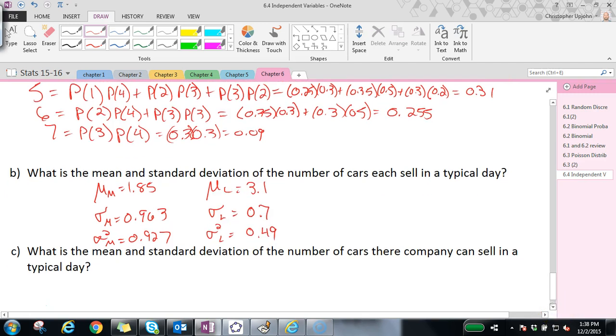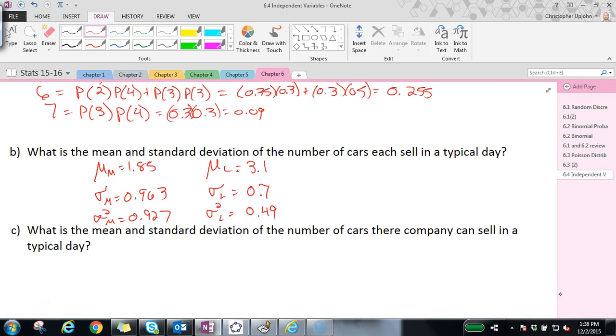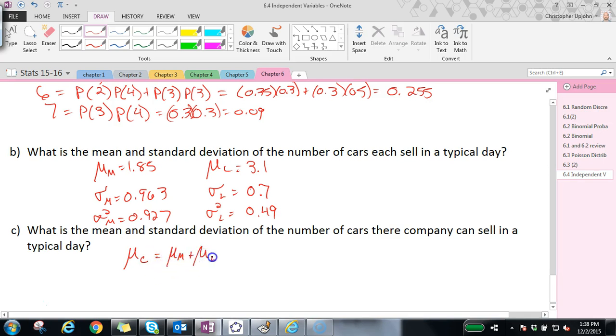Now, what is the mean and standard deviation of the number of cars the company sells in a typical day? Well, the mean of C is the mean of just both of them added up, because C is the addition of the 2. So, they have 4.95 cars per day, almost 5 cars.